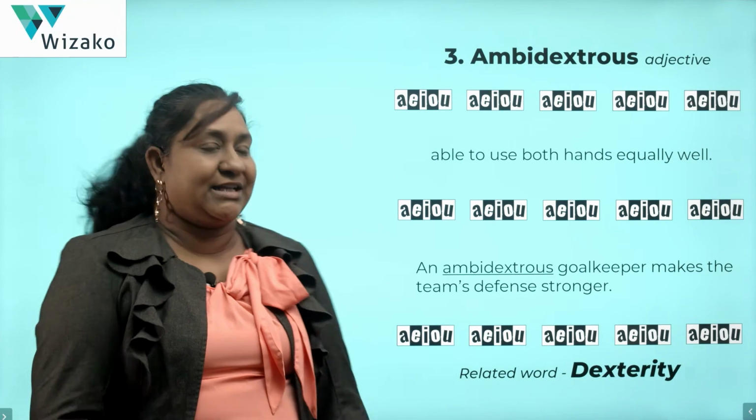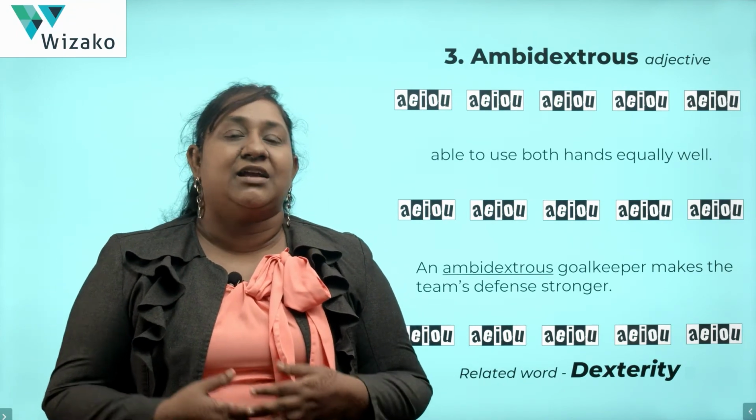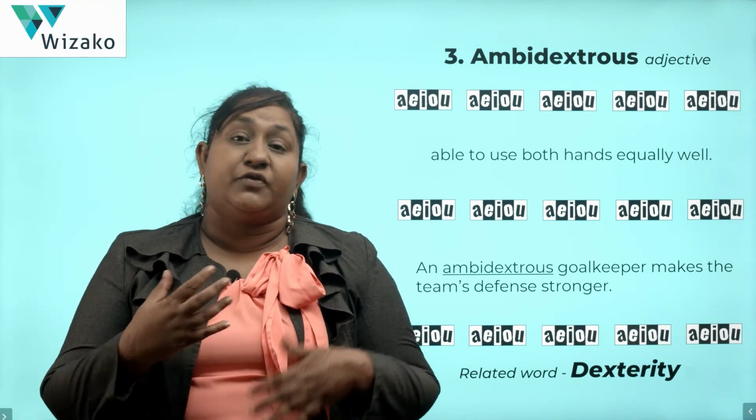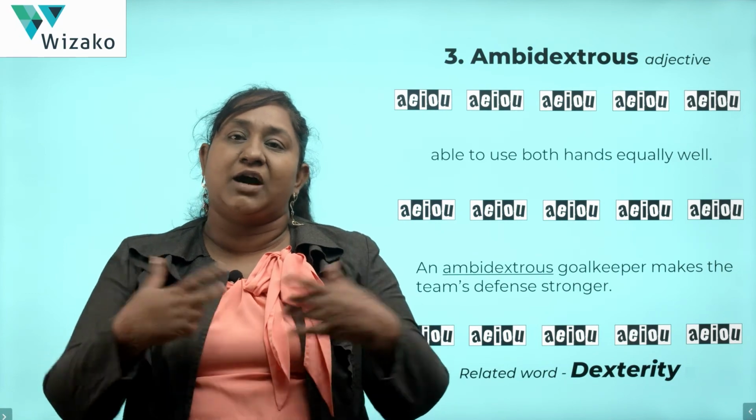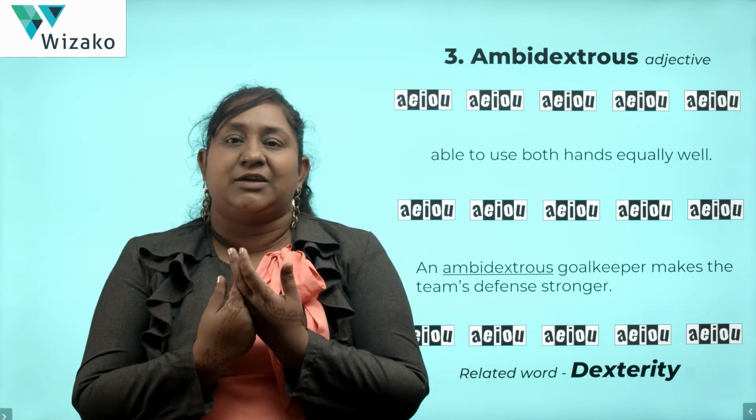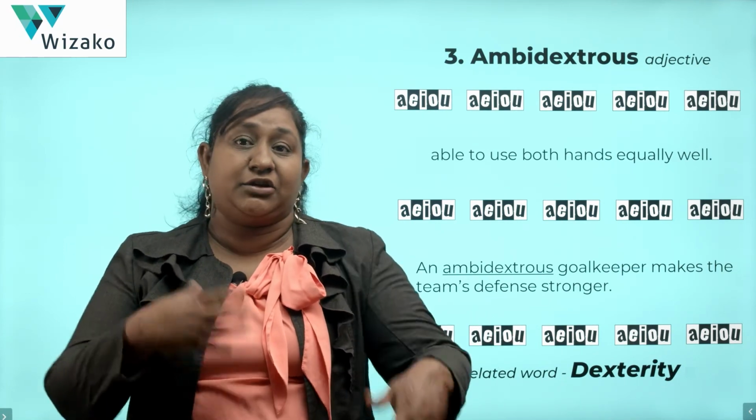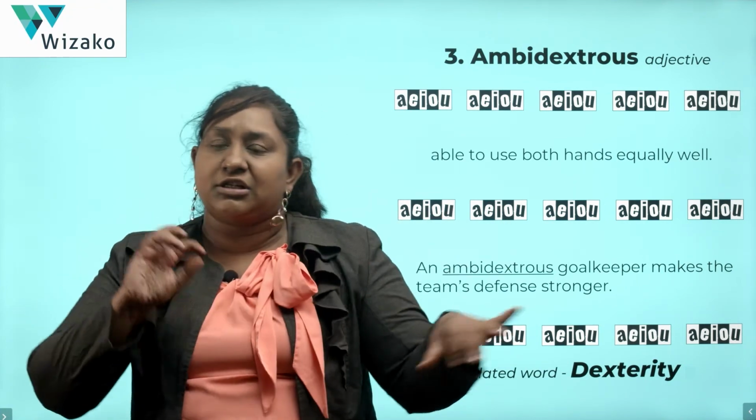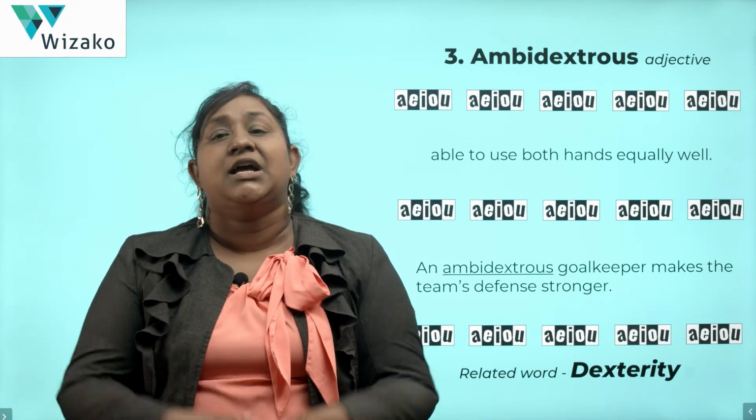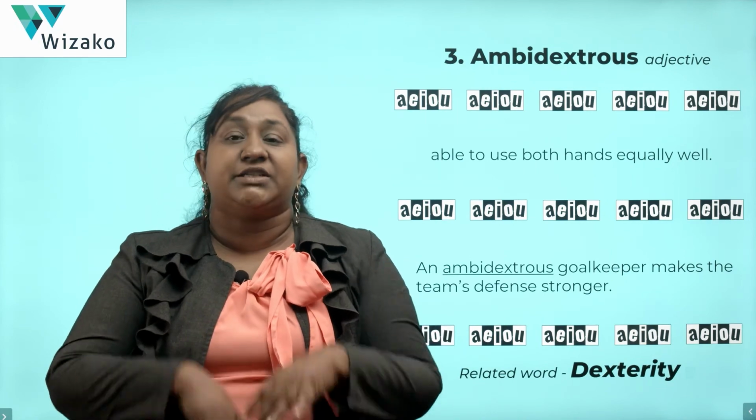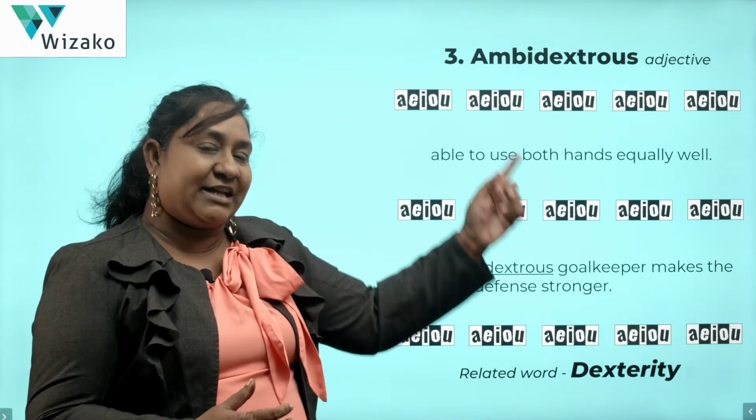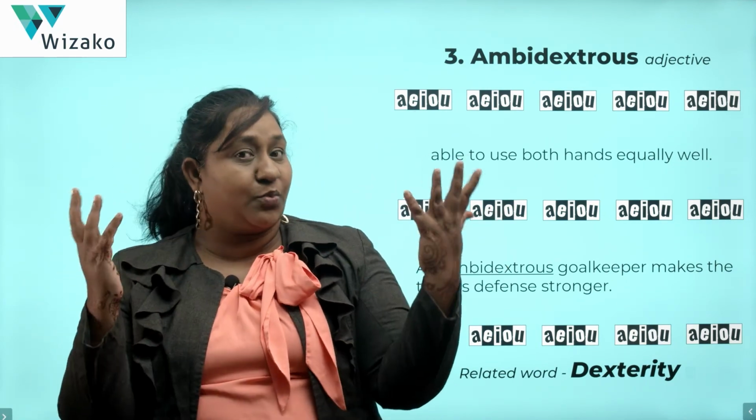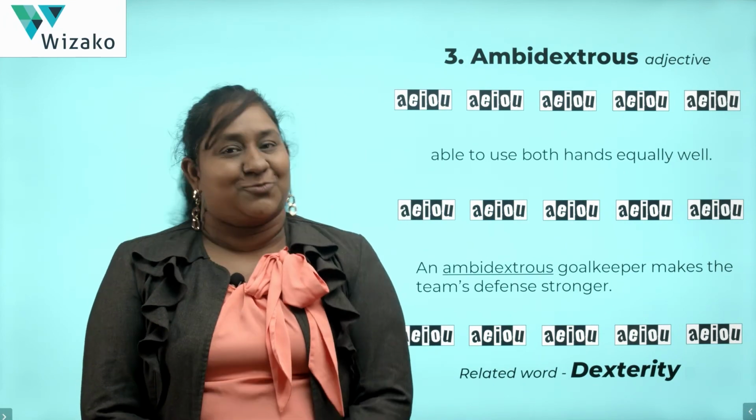So dexterity is a related word that means you're very good with your hands. So if you are a craftsman, if you are someone like a mechanic, then you can say that you have dexterity because you're constantly pulling things and using your hands. So dexterity in general means good with your hands. Ambidextrous has come to mean good with both your hands because ambi means more than one.